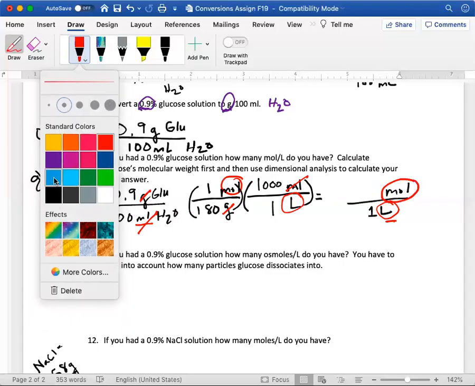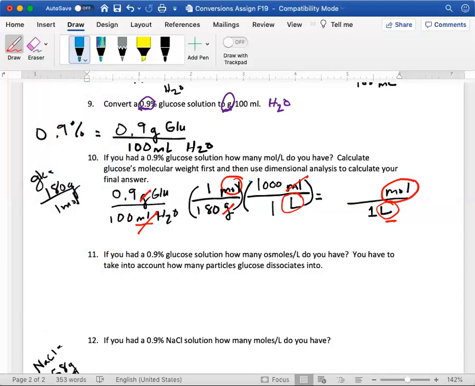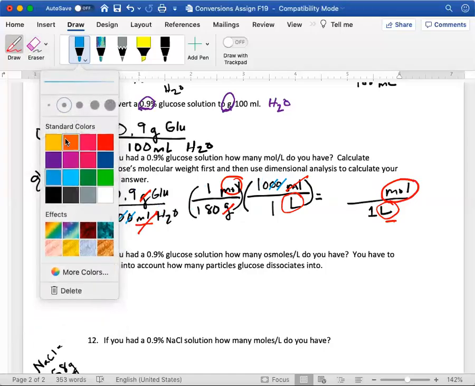Let's do this color and see how it works. How many zeros do we have on the numerator and how many do we have on the denominator? We have 2 zeros on the denominator, so we can cross those out, and we can cross out 2 on the numerator. So 0.9 times 10 gives us 9 divided by 180. So do 9 divided by 180.